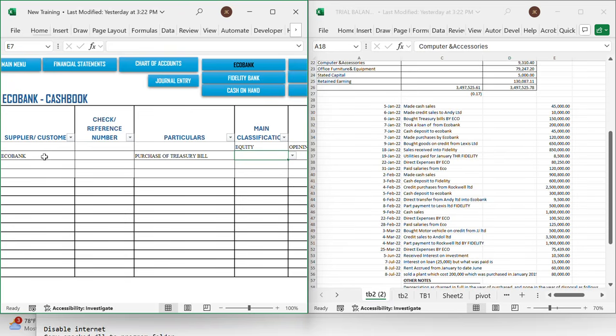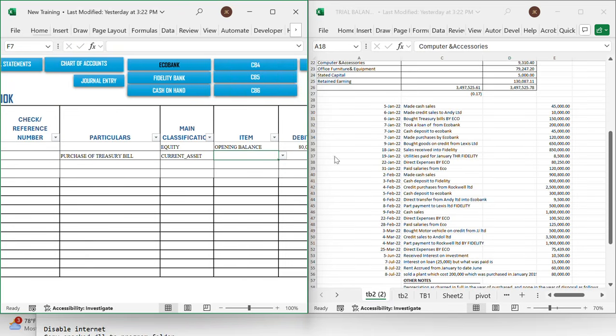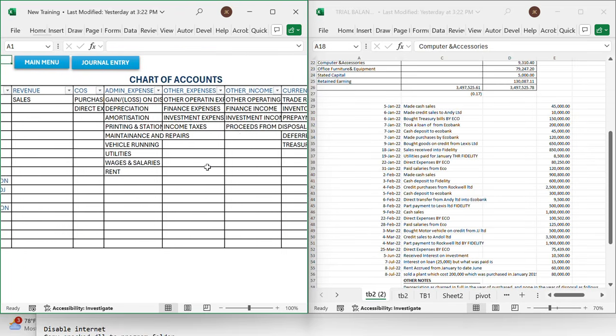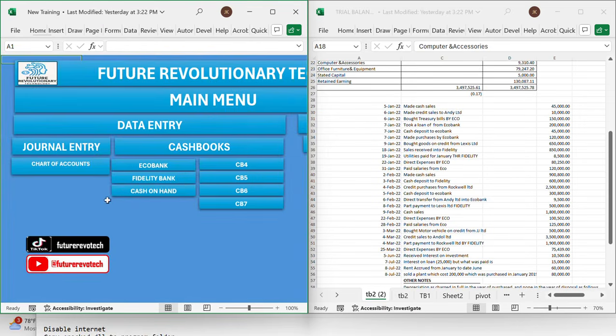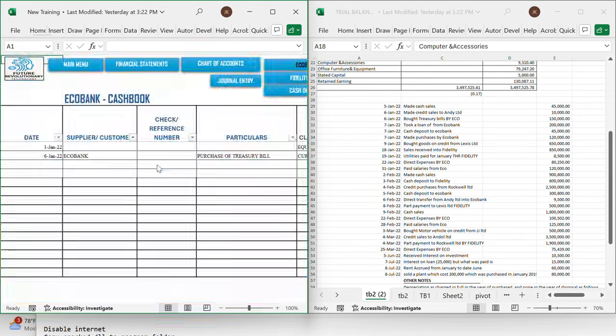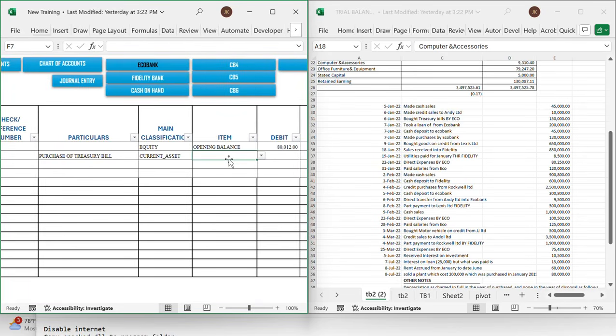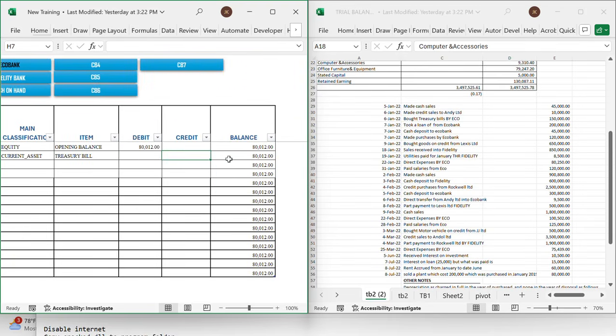All right, so here it is a current asset, right? So if you don't have it in your chart of account, all you need to do is go to your chart of account and under current assets, you add it, right? So let us go back. EcoBank, all right, so treasury bill, and it is going to be a credit balance, which is 150,000.